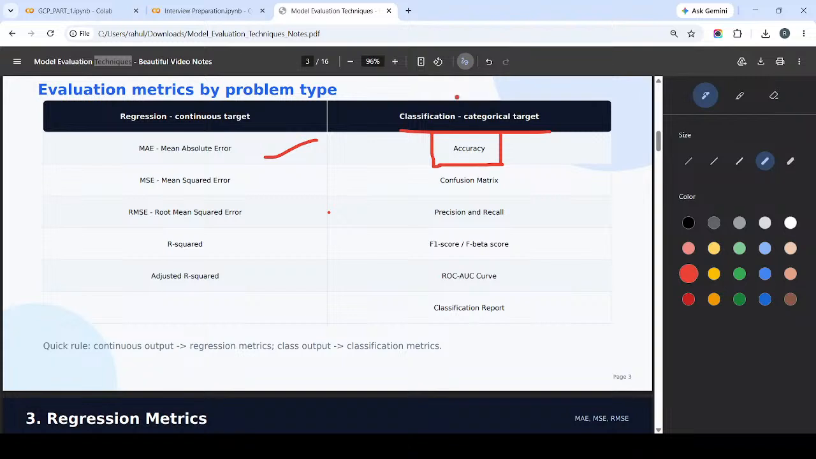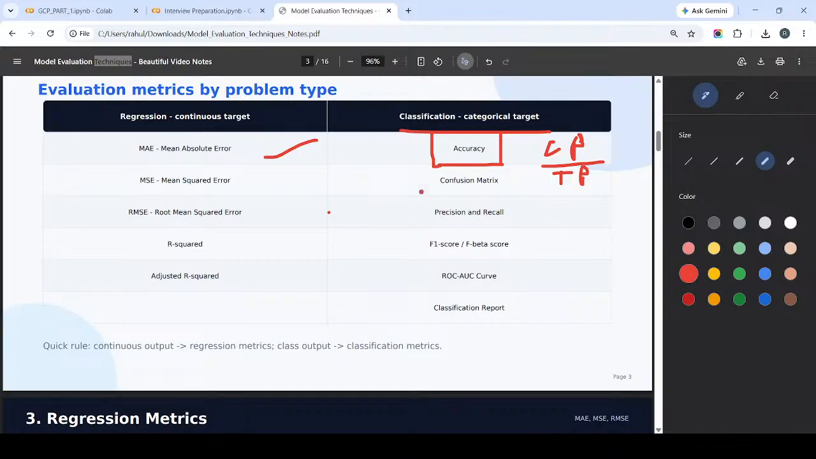So first is accuracy. It is the ratio of the number of correct predictions to the total number of predictions. So number of correct predictions upon total number of predictions. That we call accuracy.